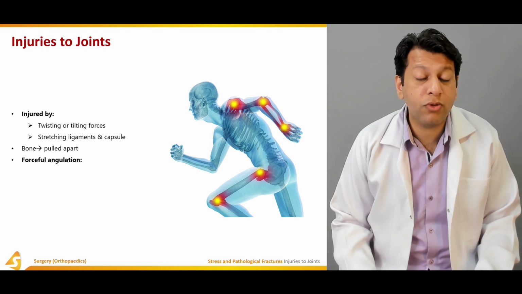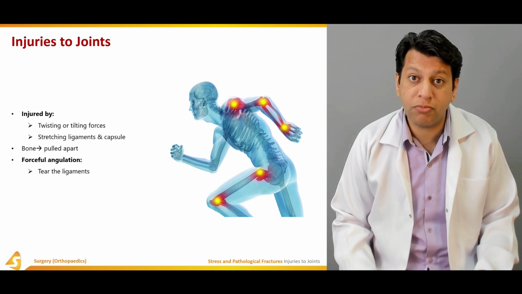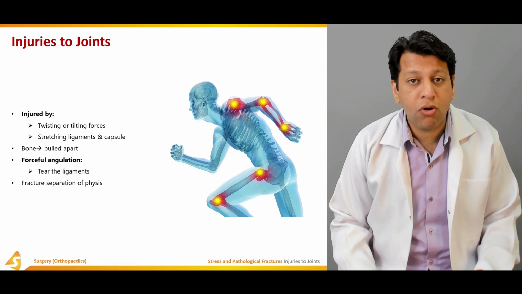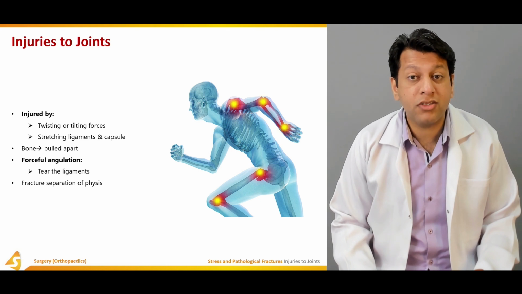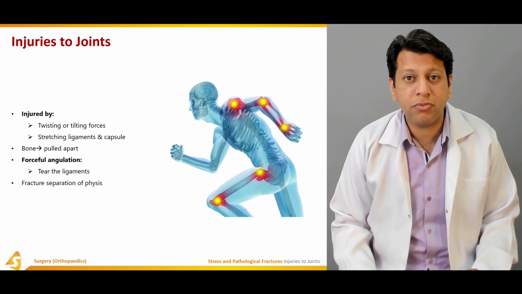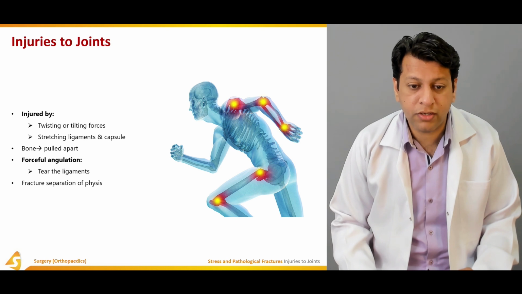Other ways of ligaments getting injured is forceful angulation, which may be in the form of tear of ligaments, or fracture separation of the physis. Although rare, it's one of the very disastrous complications which can occur, because complete rupture of the physis can be very disastrous, especially for children.